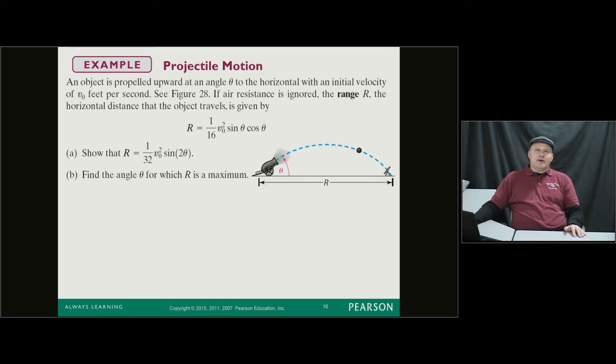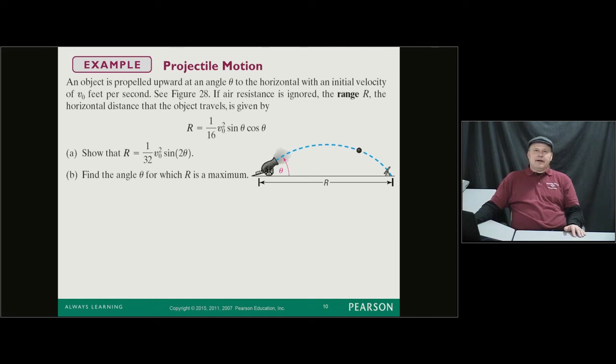by the formula r equals 1/16 times v sub 0 squared times the sine of 2 theta. That's what we're going to have. We want to show that 1 over 32, so it's going to be 1/16 times v sub 0 squared times the sine of theta times the cosine of theta, is going to be 1 over 32 v sub 0 squared times the sine of 2 theta. And we also want to find the angle theta which makes r a maximum.